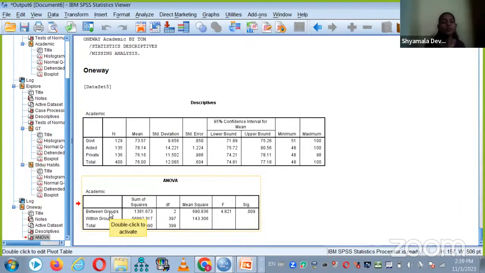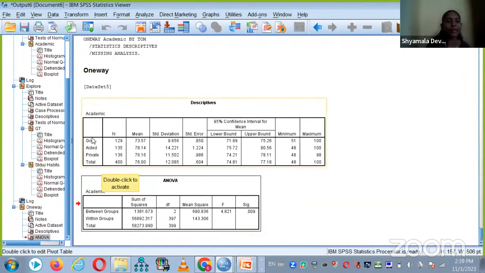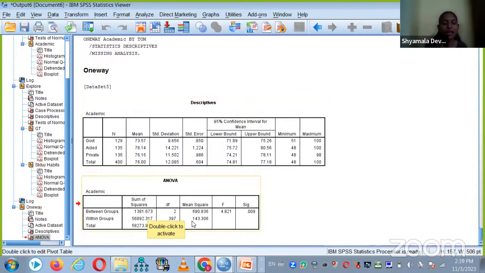Between groups means it will compare government and government aided, government and private. So between groups as well as within groups, within all the three. It will do between and within. So that is analysis of variance. And we have sum of squares, degrees of freedom, mean square. Only when we do the analysis manually do you come to know what sum of squares and mean square are. So now I'm not going to touch that.